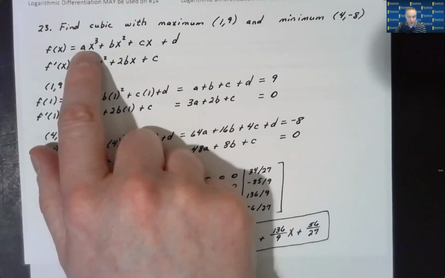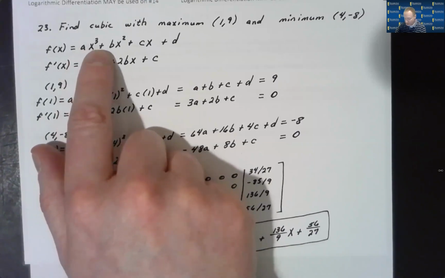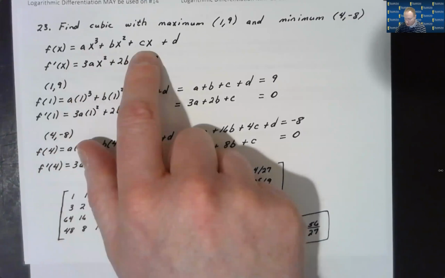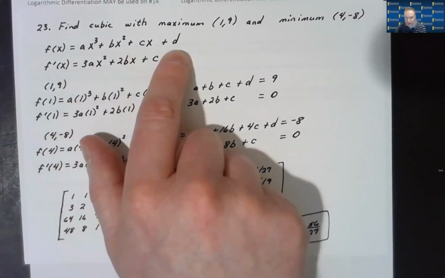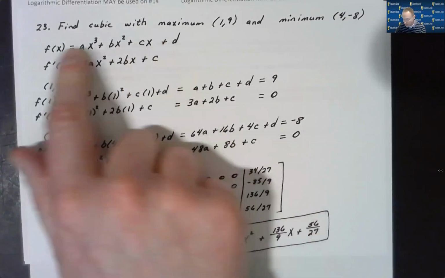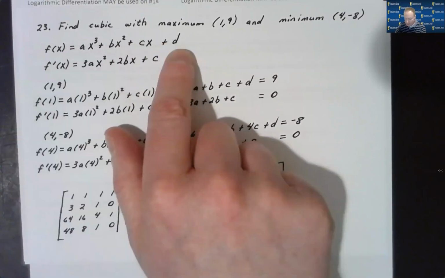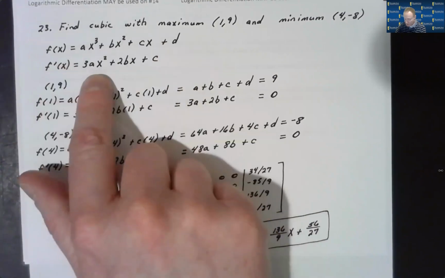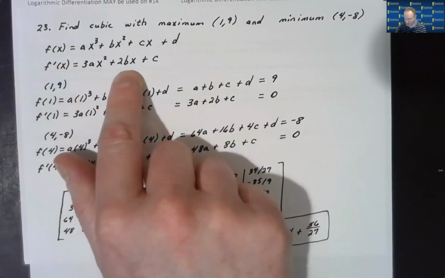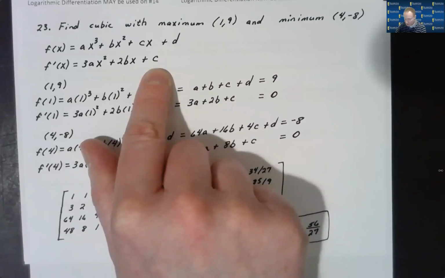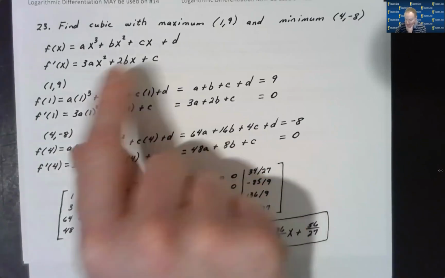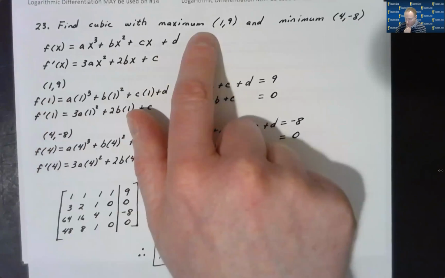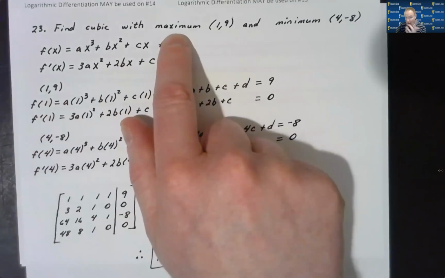We know that the general equation of any cubic can be some number a times x cubed plus some number b times x squared plus c times x plus d. Now, if that's the general equation of any cubic, then the derivative of any cubic equation is going to be 3ax squared plus 2bx plus c. Simple power rule there.